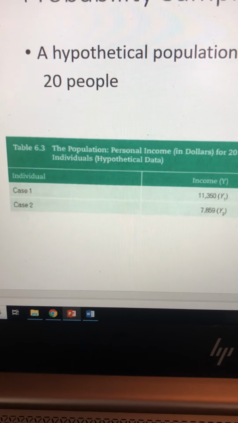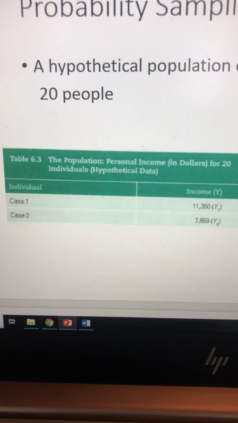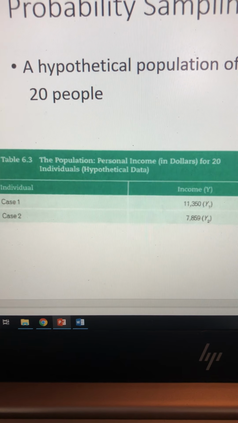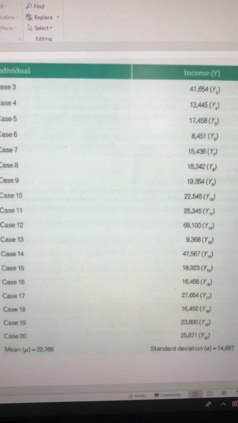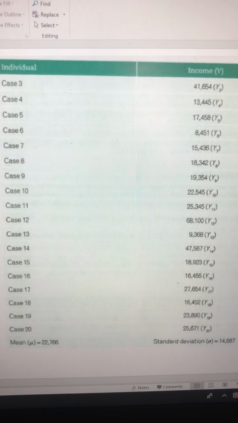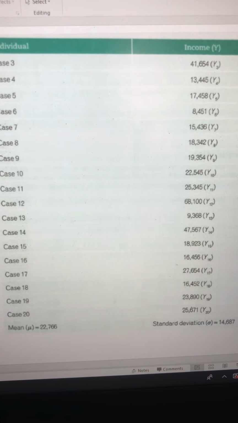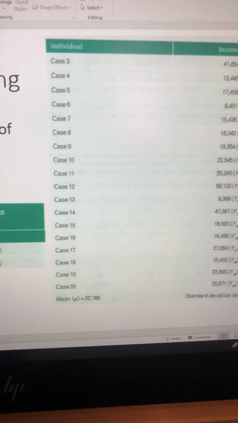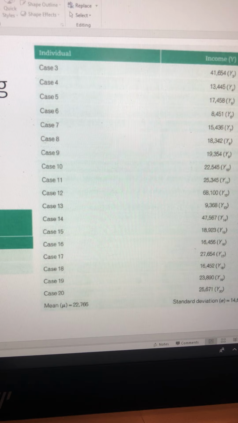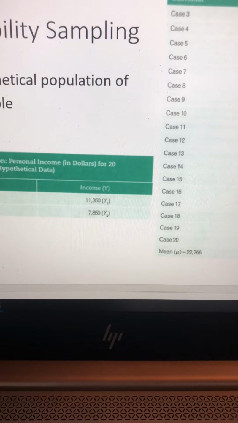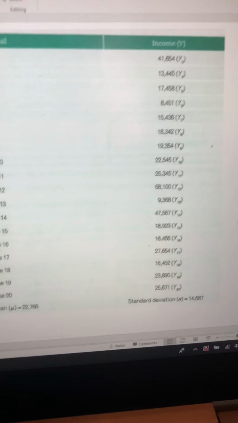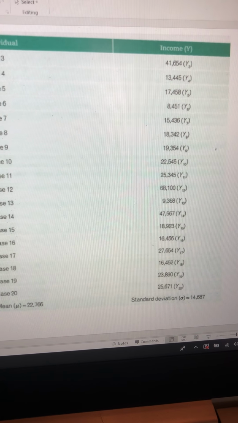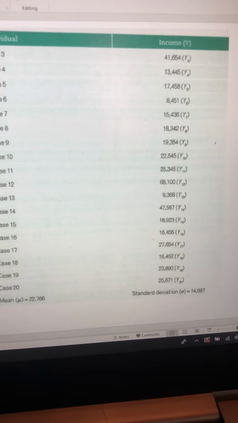So if you look, we can see these individual cases. Person number one makes $11,350. Person number two, $7,859. Person number three, $41,000, and so on and so forth. So you see some variation. Just eyeballing it, you can see your range: the lowest is 7,859, and the highest, I'm seeing, is 68,100. So you have variability there.